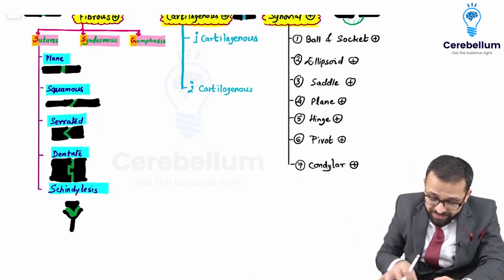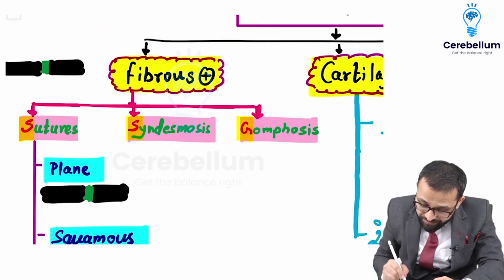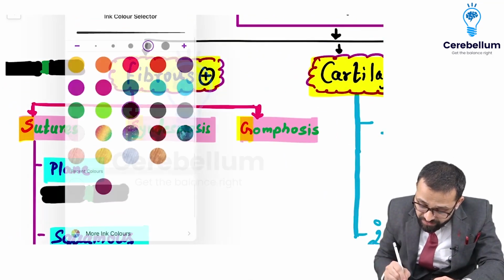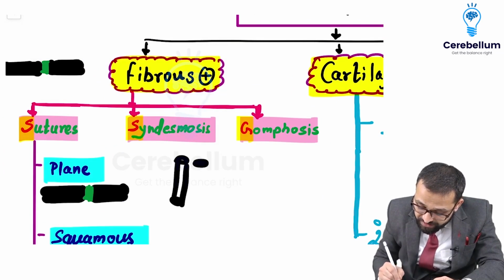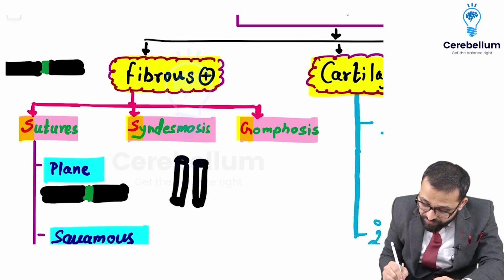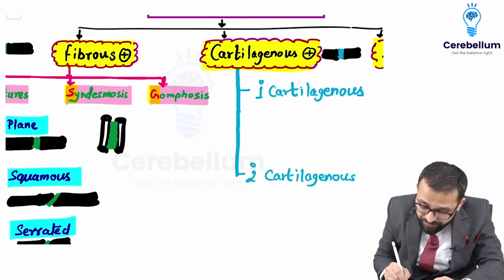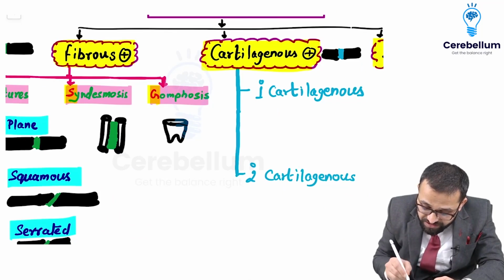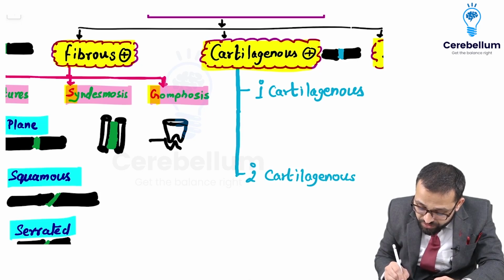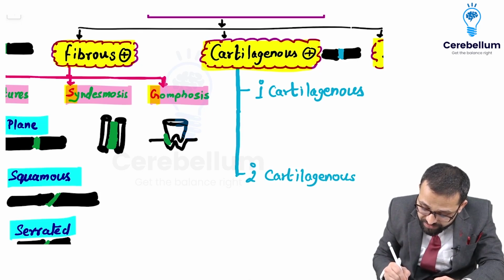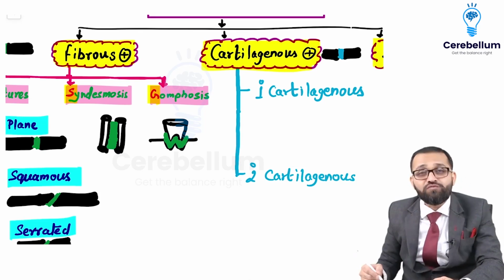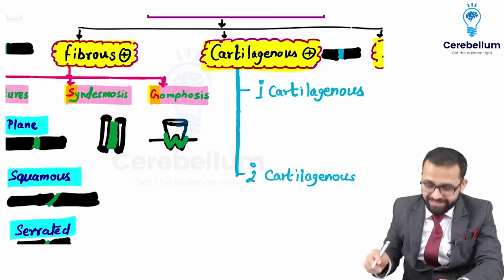Next is syndesmosis. You will see syndesmosis when two bones are connected together with the help of a ligament. Gomphosis is found in the gum: the teeth get attached within the gums. So the junction between the teeth and the gum is our gomphosis. Short and sweet.